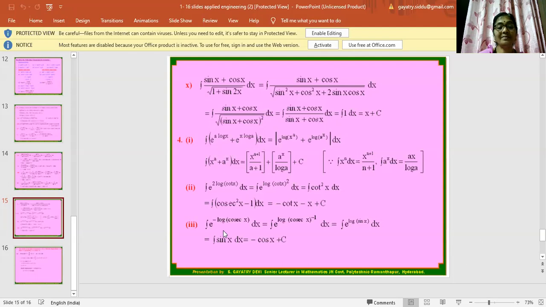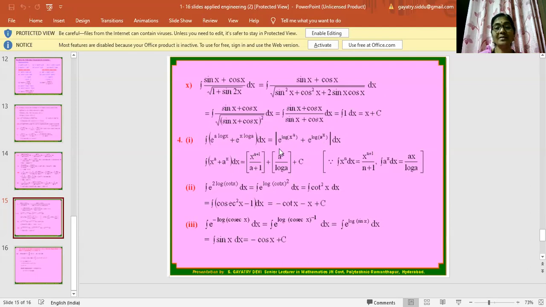Coming to some different functions, exponential functions. Integral of e power a log x plus e power x log a. Here we are applying m log a equal to log a power m. With that concept, this can be written as log of x power a, and this is log of a power x, whose integration is taken. E power log means both will cancel and you will get x power a plus a power x.